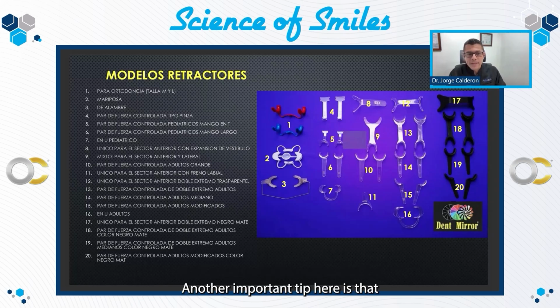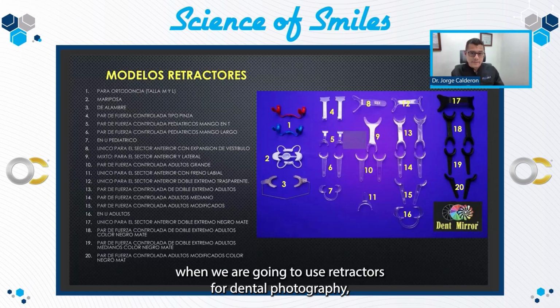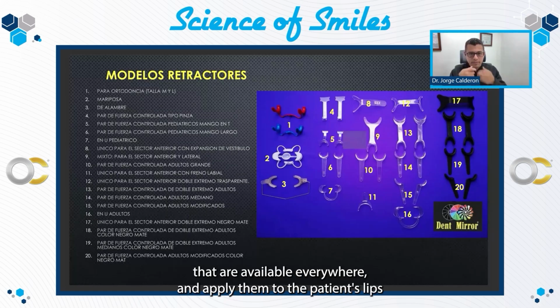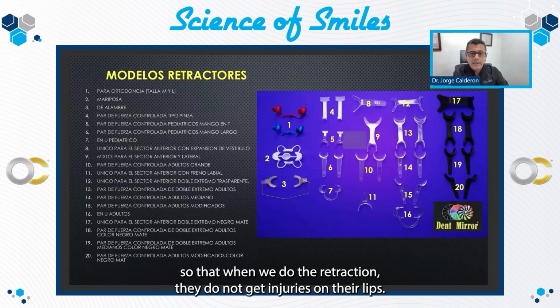Another important tip here is that when we are going to use retractors for dental photography, we should moisturize the patient's lips a little. We will use these flavored petroleum jellies that are available everywhere and apply them to the patient's lips so that when we do the retraction, they do not get injuries on their lips. The patient will thank us.